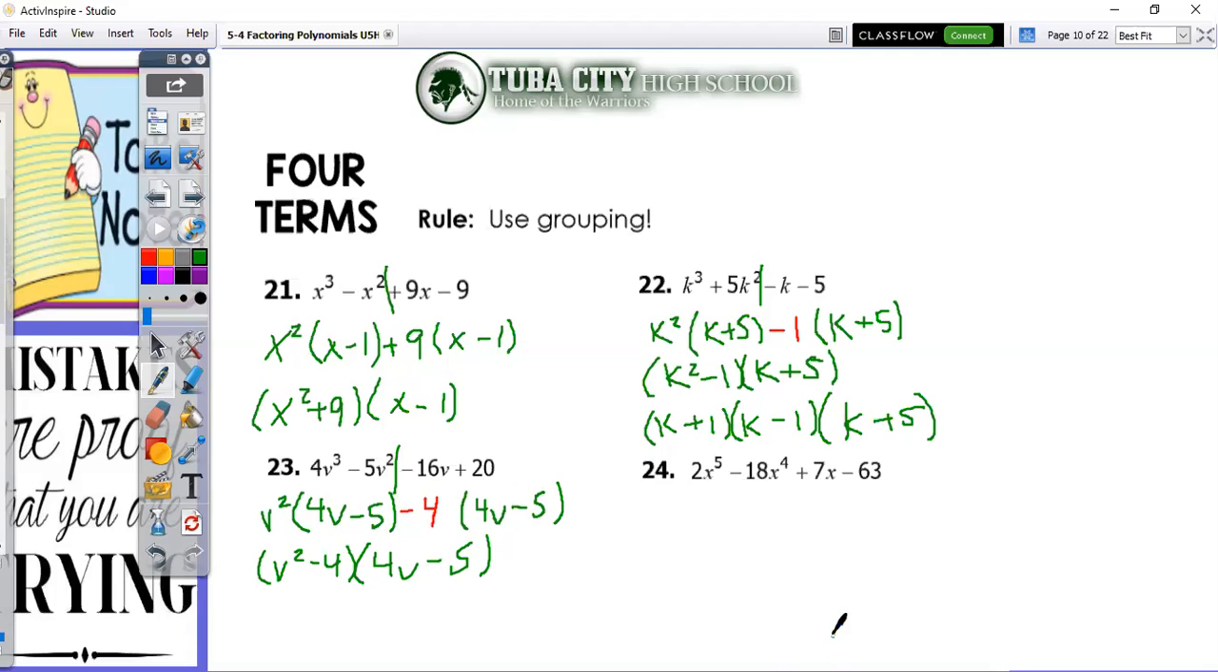Man, these examples are brutal. None of them just let you chill, because this one here is going to make me do some more work. v squared minus 4. I'm going to have to factor that, because that is a difference of squares. So unsquare v, unsquare 2, and they are different, which means it's subtracting. So plus and minus.